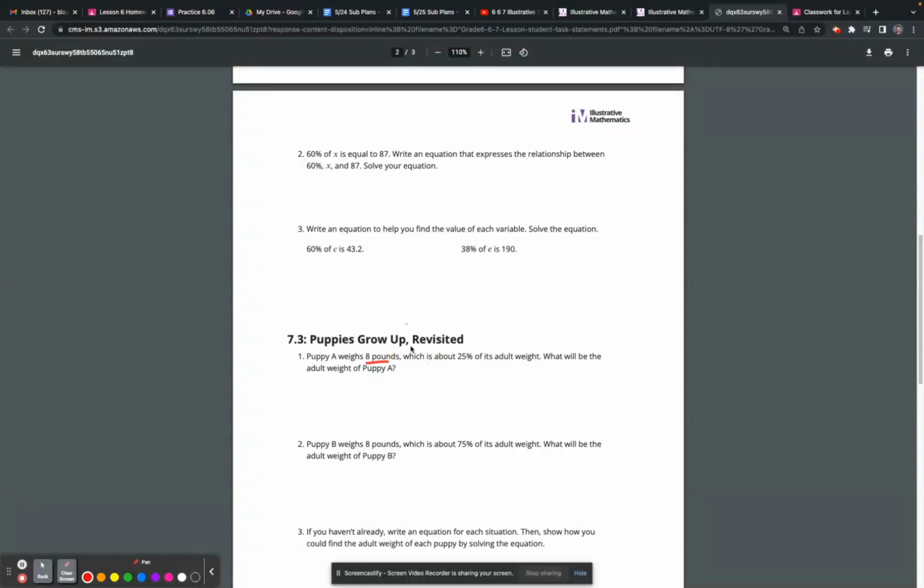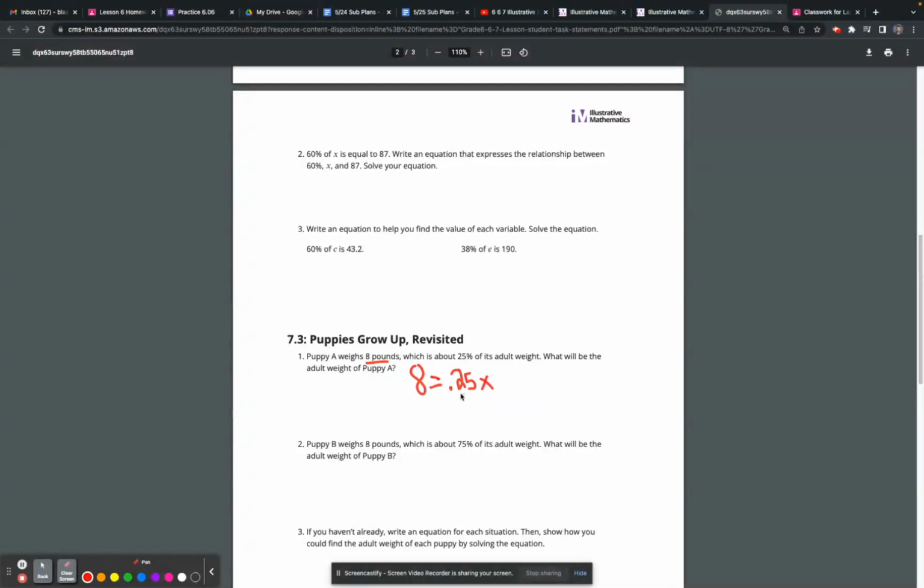So if I write that here, 8 equals 25% of its adult weight. So I'm going to convert that percent to a decimal, 0.25. And of its adult weight, we don't know that. That's the number we're looking for. So that's going to be x. Okay.